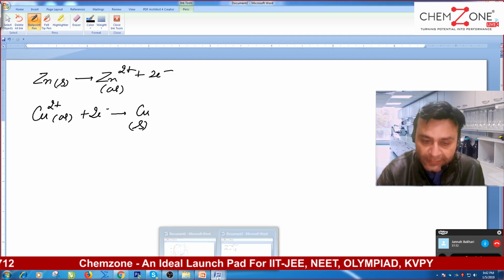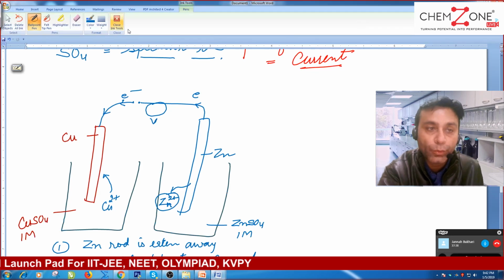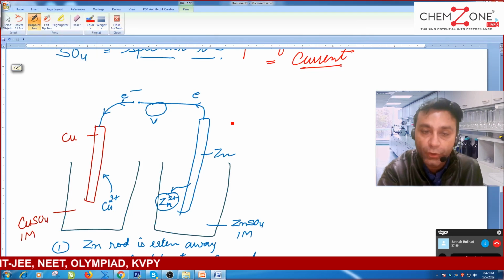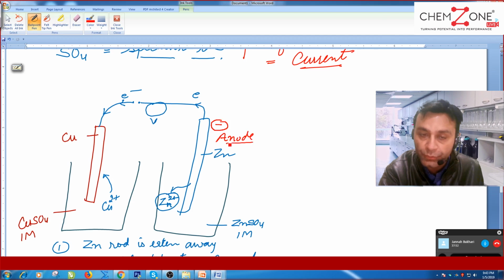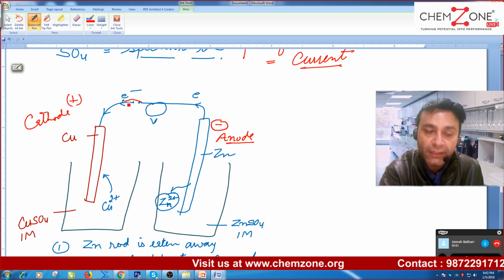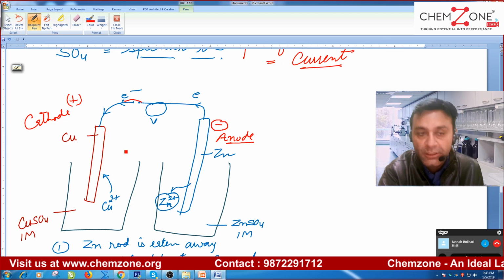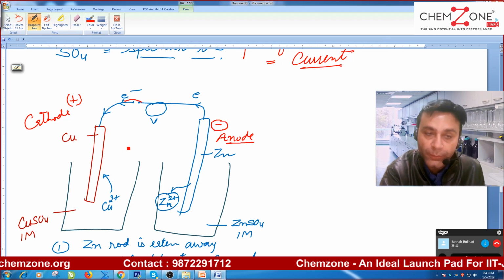So in this case, what is happening? Zinc is a source of electrons. I repeat, zinc is a source of electrons, giving electrons, and it means it is negatively charged. Oxidation is going on at the anode, so zinc acts like an anode. Now electrons move towards the copper, where the gain is going on, and it is called the cathode, and it is positively charged. That is why electrons are attracted towards it. It means electrons are flowing from zinc to copper.